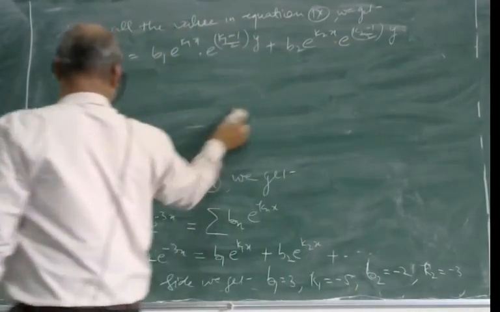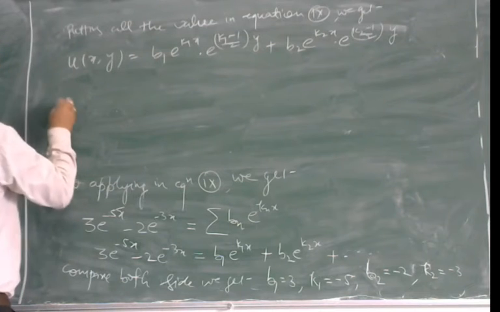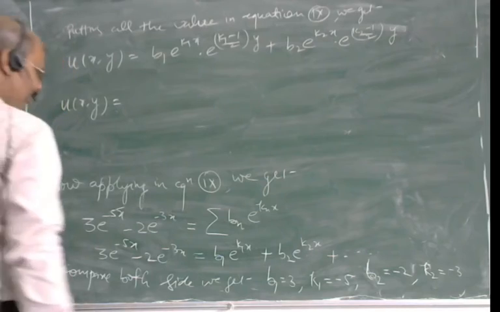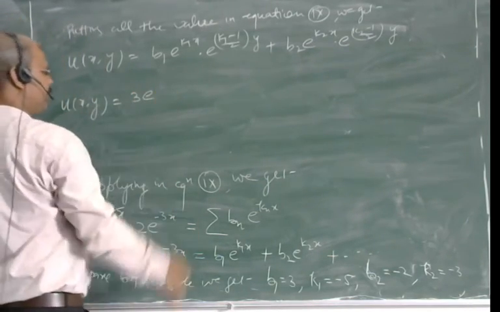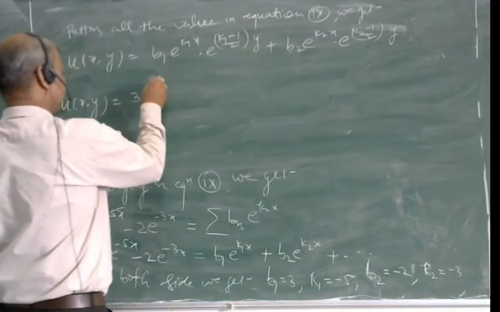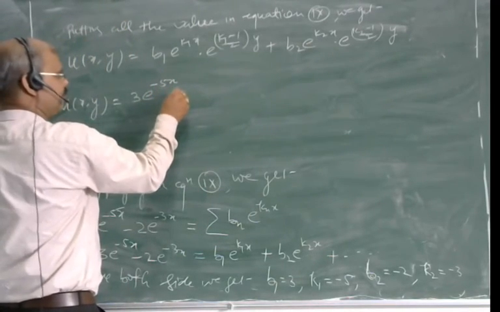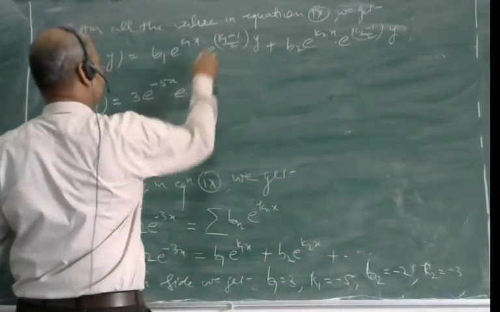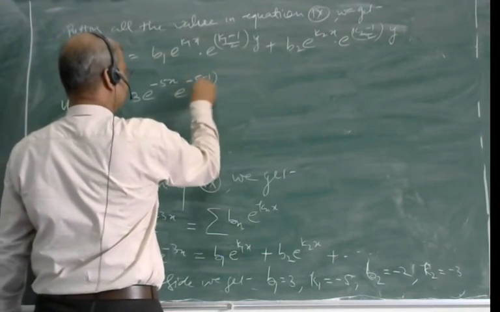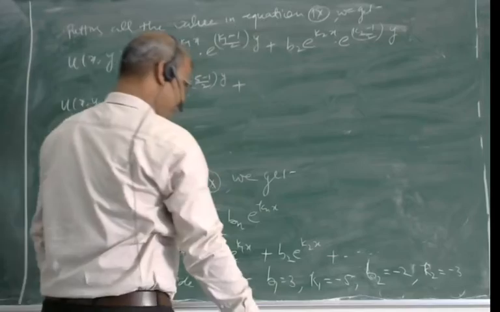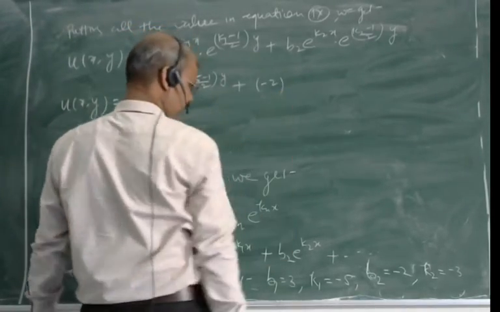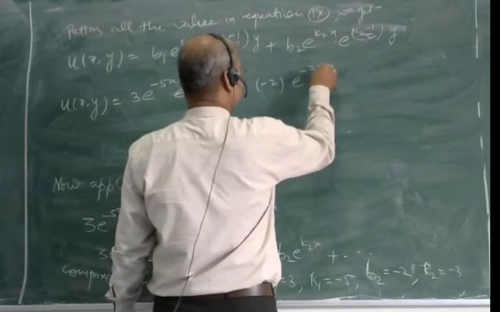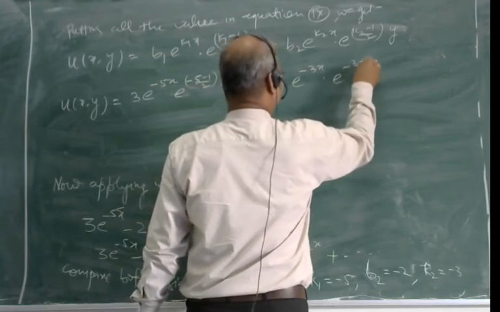So by putting this value, we have u(x,y) equal to b1, where b1 is 3. So 3 e to the power k1x, k1 is here minus 5, so minus 5x, into e to the power (k1 minus 1)/2 into y, k1 is minus 5, minus 5 minus 1 by 2 into y, plus b2, b2 is minus 2, and k2: b2 e to the power minus 3x into e to the power (minus 3 minus 1)/2.